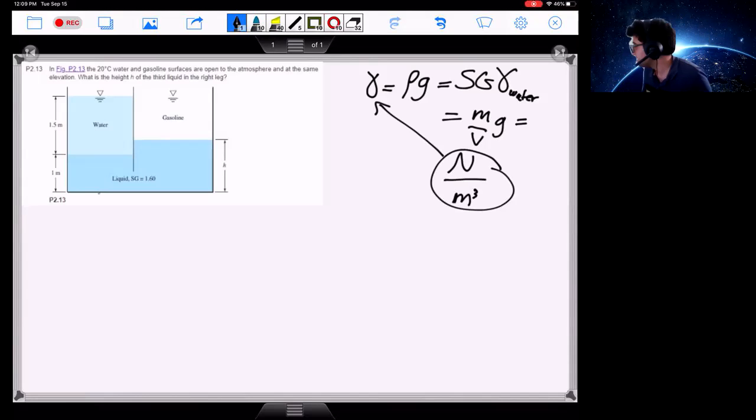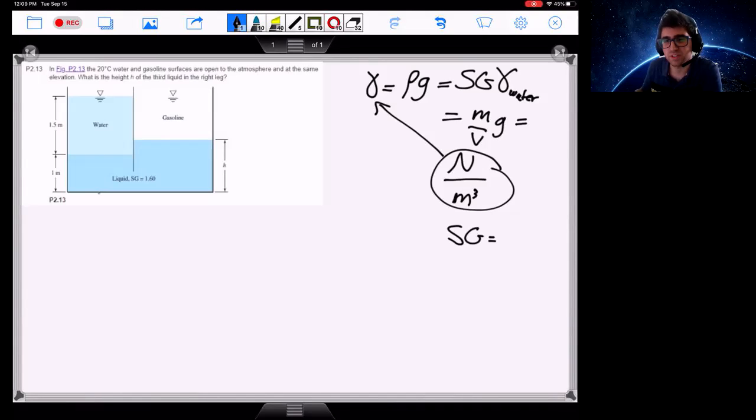Okay. What else do I have? Is this a good brief summary of the chapter? Yeah, we learned about that. Specific gravity. What is specific gravity again? You guys said?